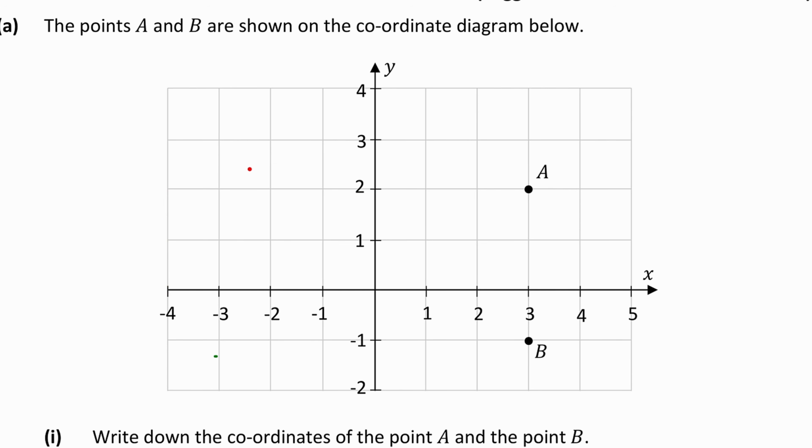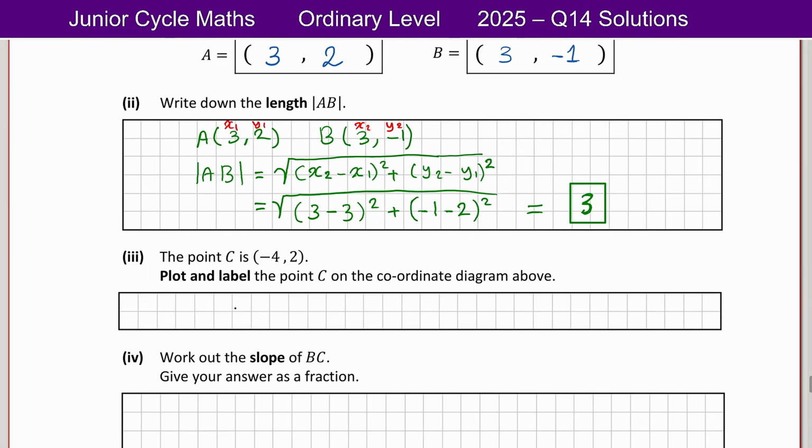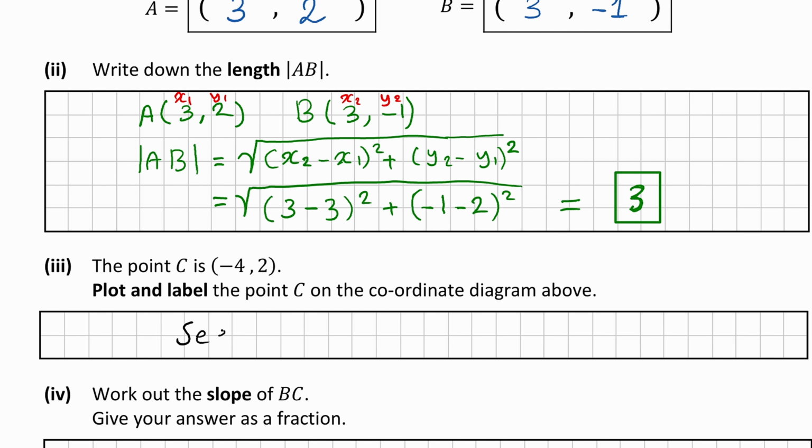So let's write it down. Here we just need to plot and label. So we can say here is the point, and we just label the point. We can say point C. That's point C. And in the question down there, we can say just C above, for example. C above. And that's the correct answer from this part.